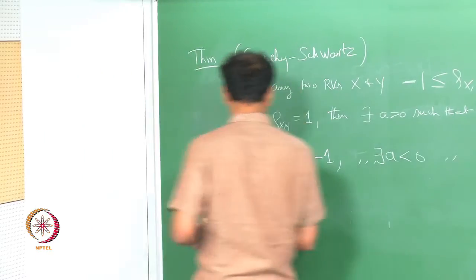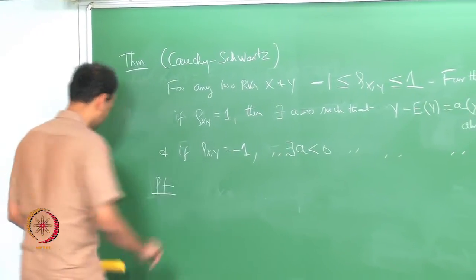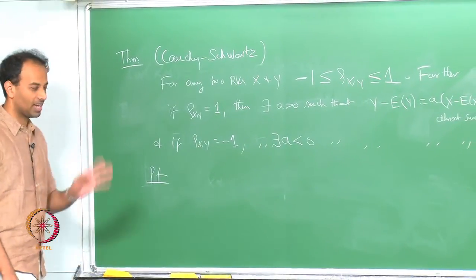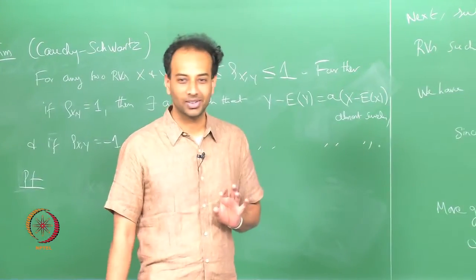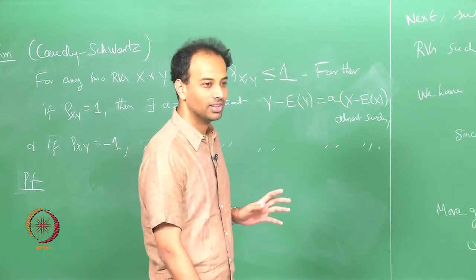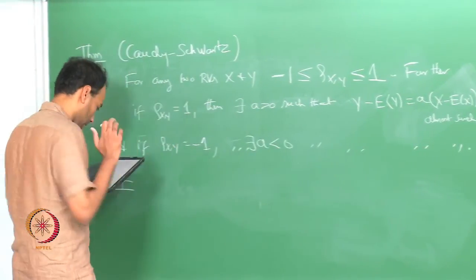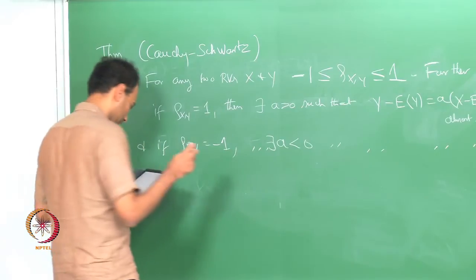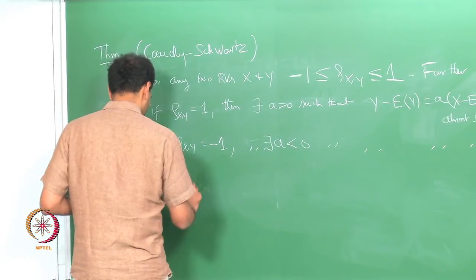Proof. So this Cauchy-Schwarz has a very short proof, but you have to know it. It's a little bit difficult, you have to know how to proceed with it, because I'm just going to copy what I have here. It comes in two steps, but you have to know how to do it.